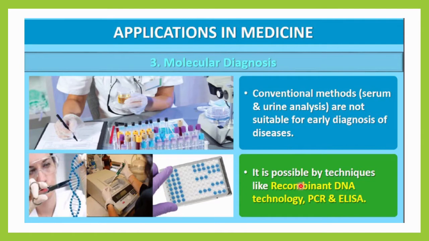It is possible by techniques like recombinant DNA technology and PCR. You know what PCR is? That is the polymerase chain reaction. And the next one is the ELISA technique. Recombinant DNA technology, PCR technology and ELISA technology will diagnose disease at an early stage. That's how we can treat the disease at the early stage.